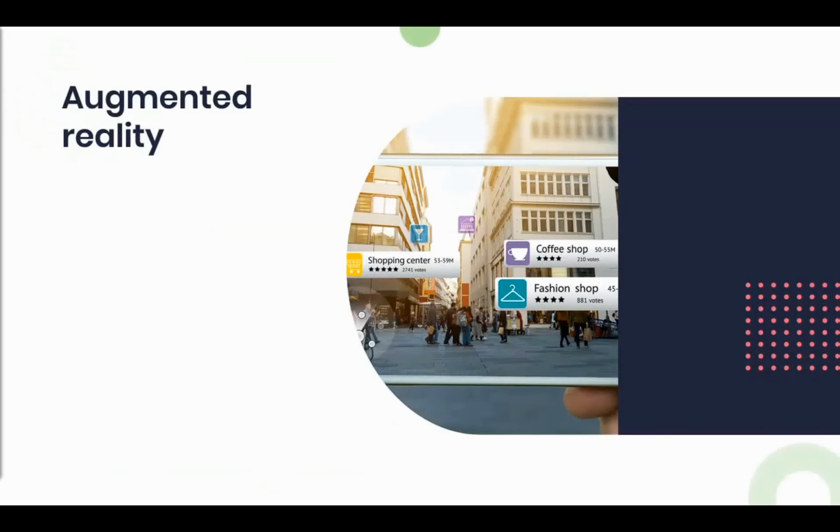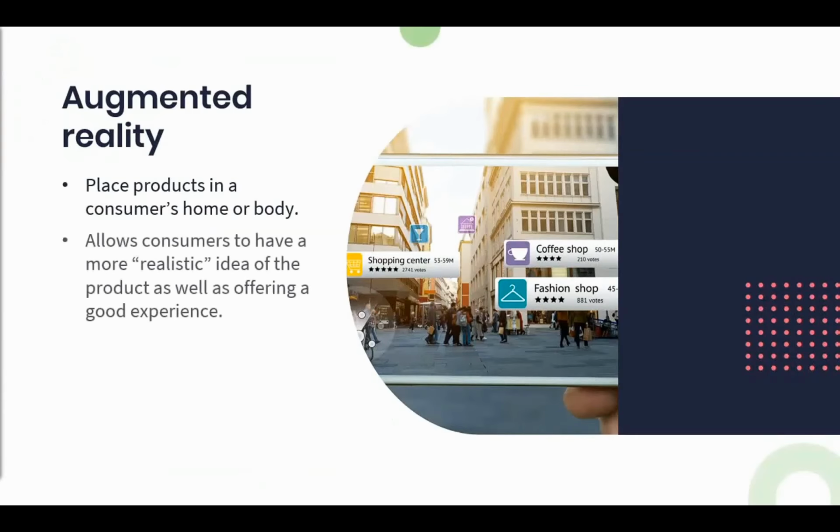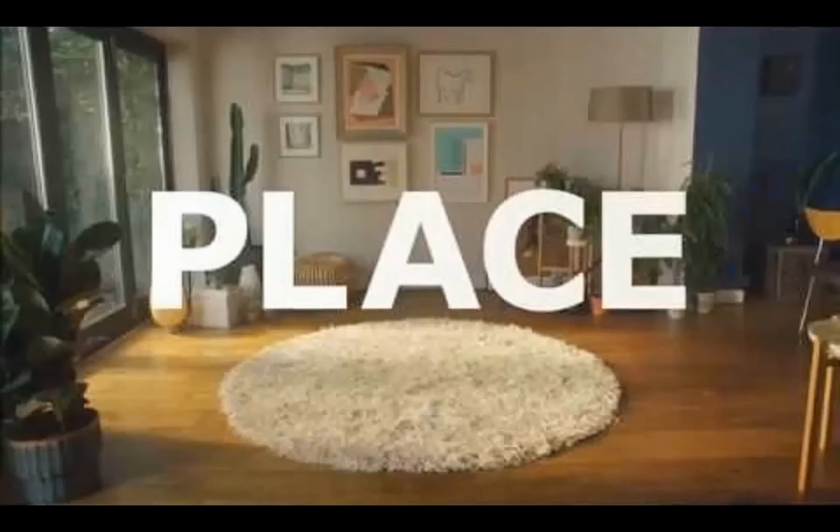Augmented reality is where you can place products in a consumer's home or body. I mean, not physically, but as you can see in this image, it's a digital feature. It allows consumers to have a more realistic idea of the product, as well as offering a great experience. I'm going to show you an example just now. For example, we have IKEA and then Sephora, which I just spoke about. But I want to show you IKEA just to give you a better idea. Let us give this a play.